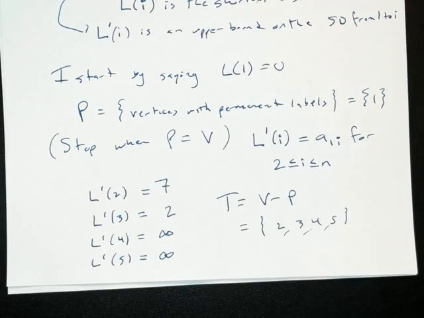Remember, if there is no edge arc from 1 to a vertex, that weight is infinite. So it's a cost of 7 to go directly from 1 to 2, a cost of 2 to go directly from 1 to 3, and I can't get directly from 1 to 4 or 5. I have permanent vertex labels. Right now, that's just 1. Everything else is in the temporary label pile.